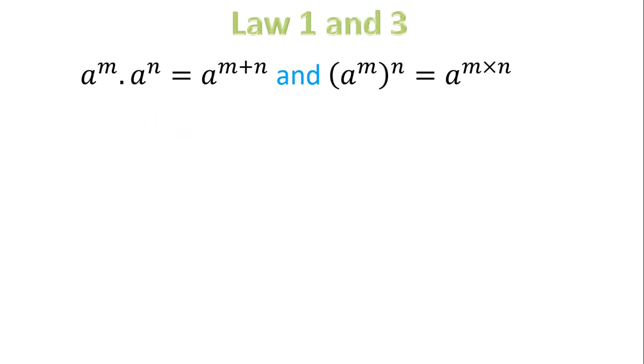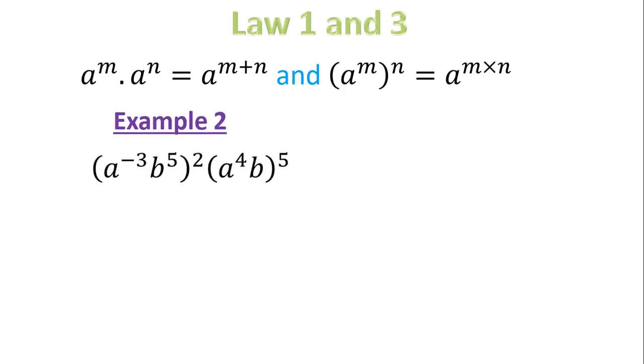Let's look at our second example. Example 2. I have a to the negative 3, b to the 5, all to the power of 2, times a to the 4, b, all to the power of 5. So, a, now I'm going to be using law 3. So it's a to the negative 3 and it's law 3, so it's multiplied, and 2 is on the outside of the first bracket, so it's a to the power of negative 3 times 2.